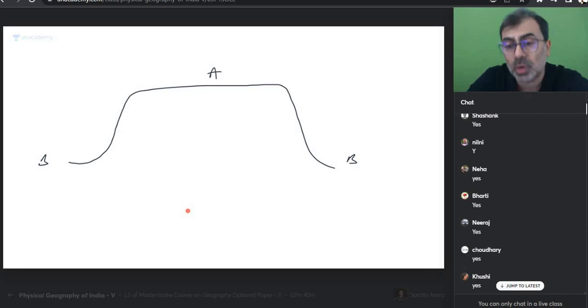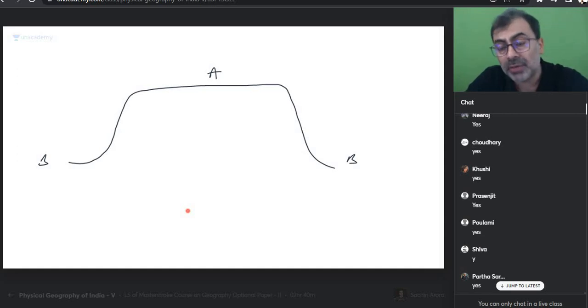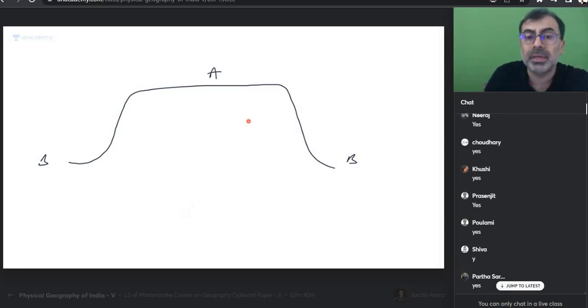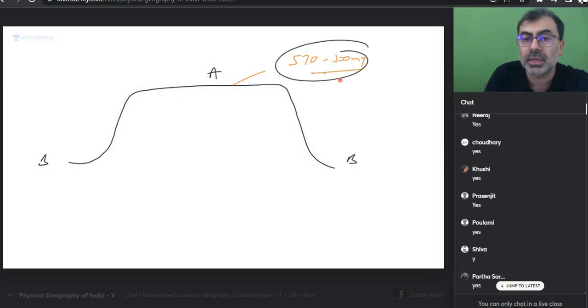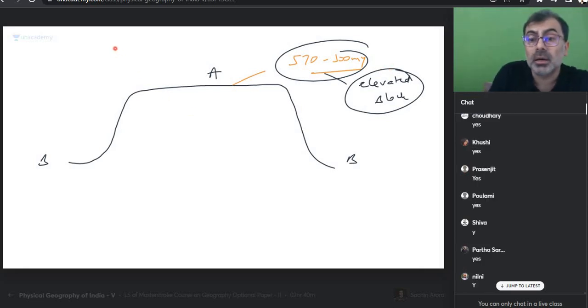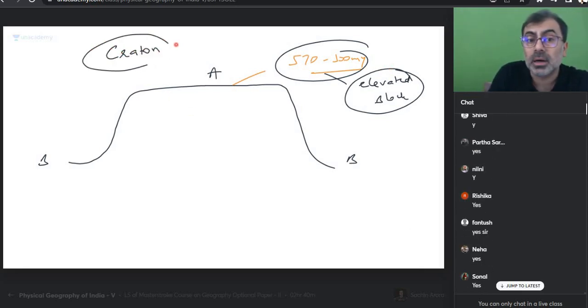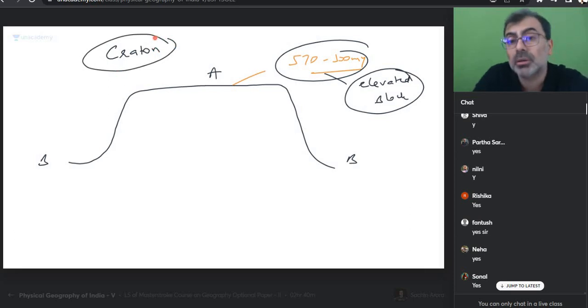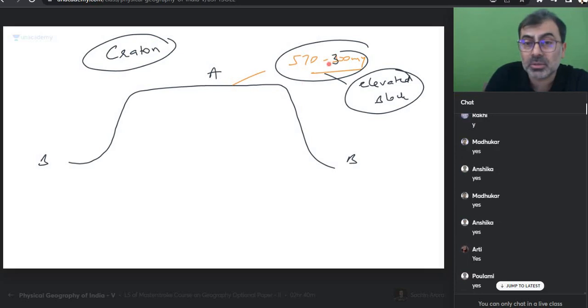So geologists have come to a conclusion that peninsular block A does not have any sample from 570 to 300. That means peninsula, during 570 to 300 million years, must have been an elevated block. Is everyone okay? And remember, we already used the word craton, a relatively undisturbed elevated block. Is the picture getting connected? Why these words like cratons are used and all those things?